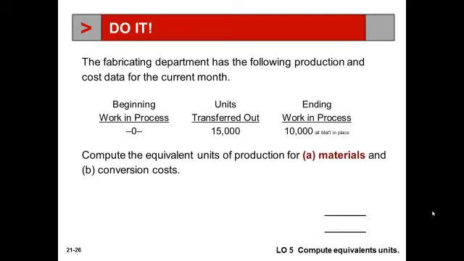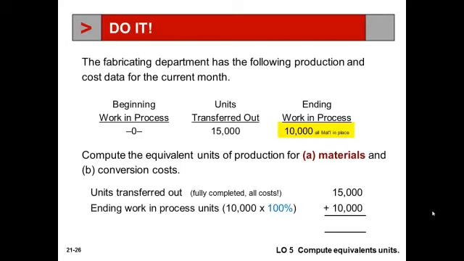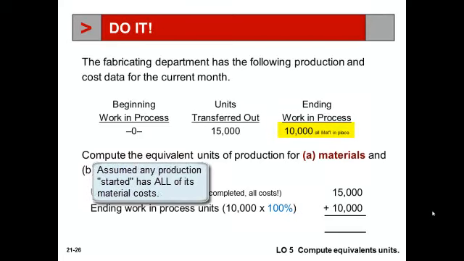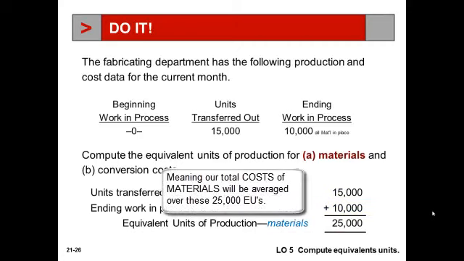So first, for materials, we have units transferred out, 15,000 units. They are fully completed with respect to materials and all costs, but for materials, 15,000 units. For any work in process, we have 10,000 units we observe, and all the materials have been introduced. So as concerns materials, it's 10,000 units observed in work in process times 100% of material presence, 10,000 units. Add them up, and our total equivalent units of production as concerns the material cost element is 25,000 units.